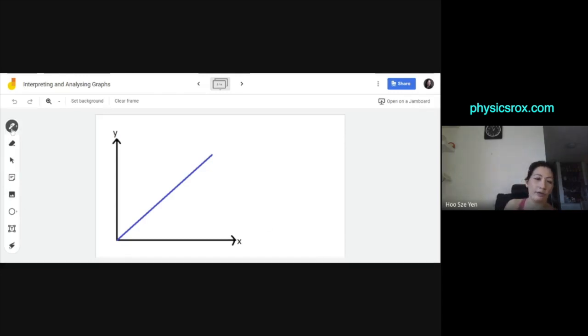Additional interpretations you need to be aware of: I think you learned this before already. You know how to calculate gradient? You all know how to calculate gradient? What's the formula for gradient? Y equals mx plus c is the general equation. Yeah, correct. Gradient is y2 minus y1 over x2 minus x1.